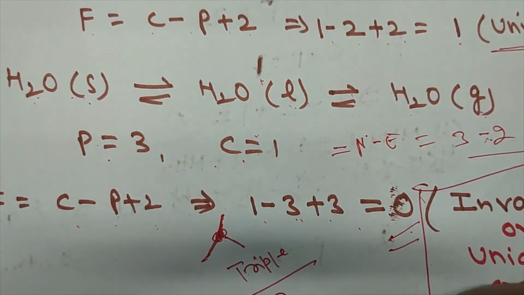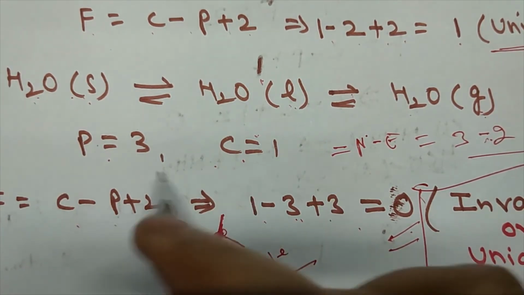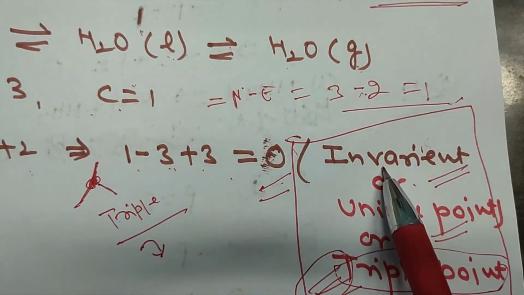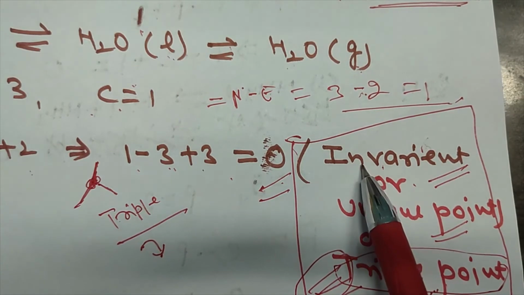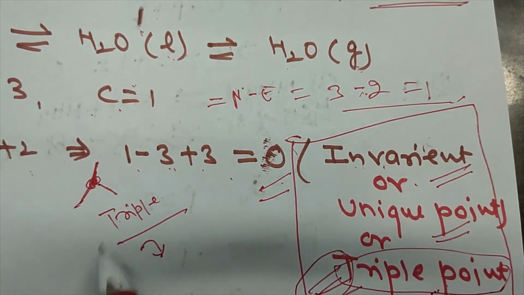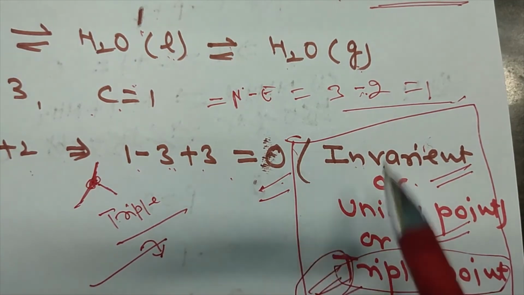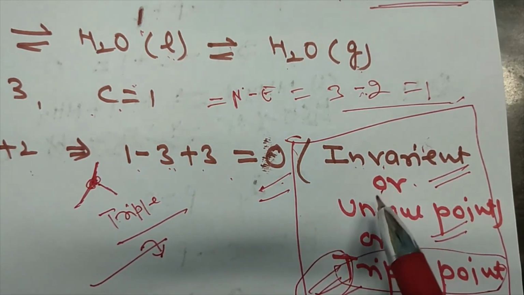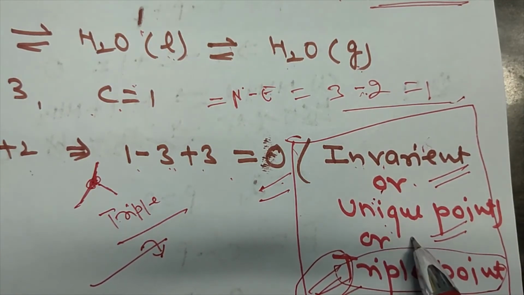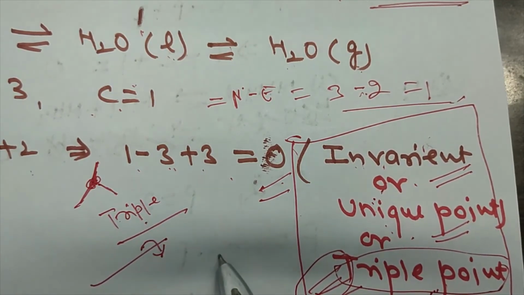If you alter any of the temperature or pressure, then this equilibrium will be disturbed. That's why this is known as invariant. Invariant means it depends on both of these things. If you change any of these things, this will change. So invariant, at this triple point, you don't want any change in temperature or pressure.